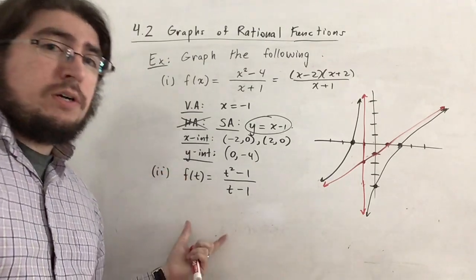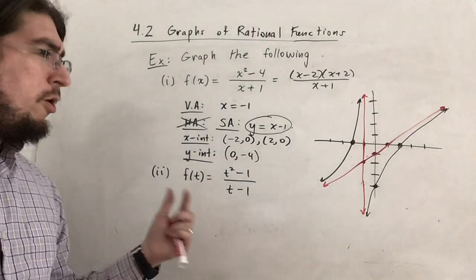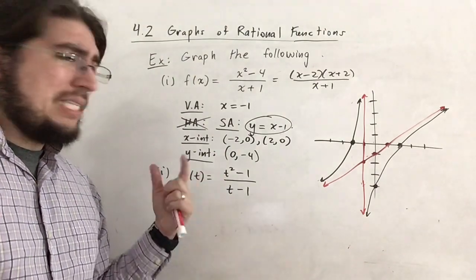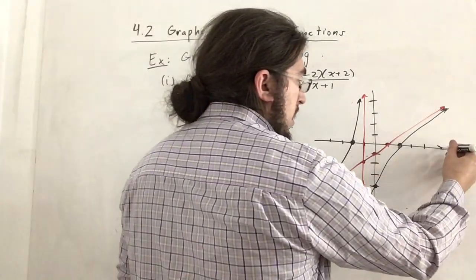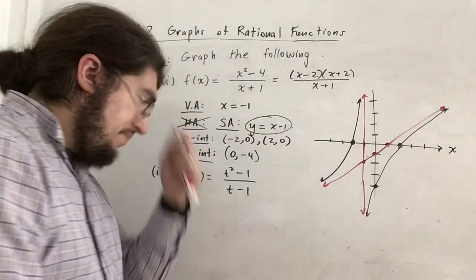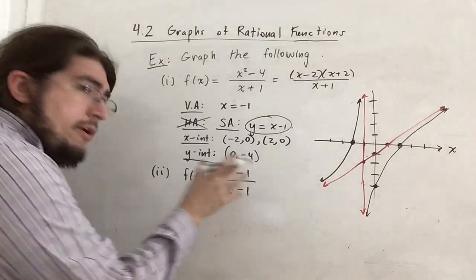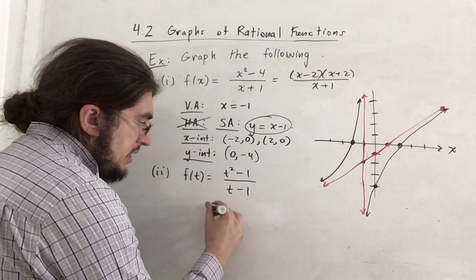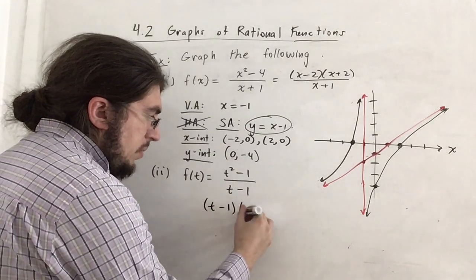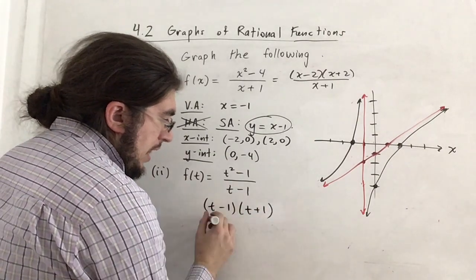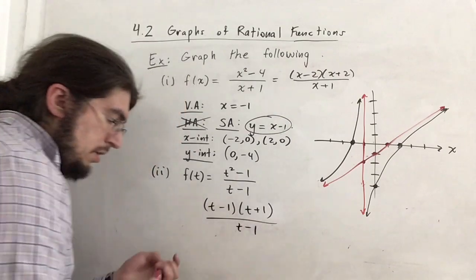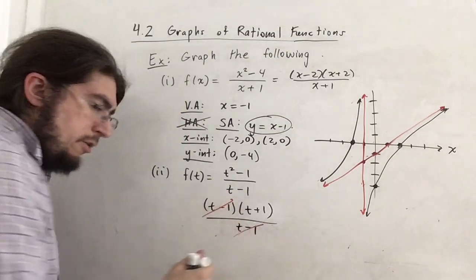Okay, now finally for part 2, we'll consider f of t. Here we have t instead of x, so we'll have a t-axis instead of an x-axis. Here we had an x-axis. Well, anyways, let's see. So here, if we try to factor the top, it's a difference of squares, t minus 1, t plus 1. And the t minus 1s actually cancel completely. And remember what I said earlier about cancellation.